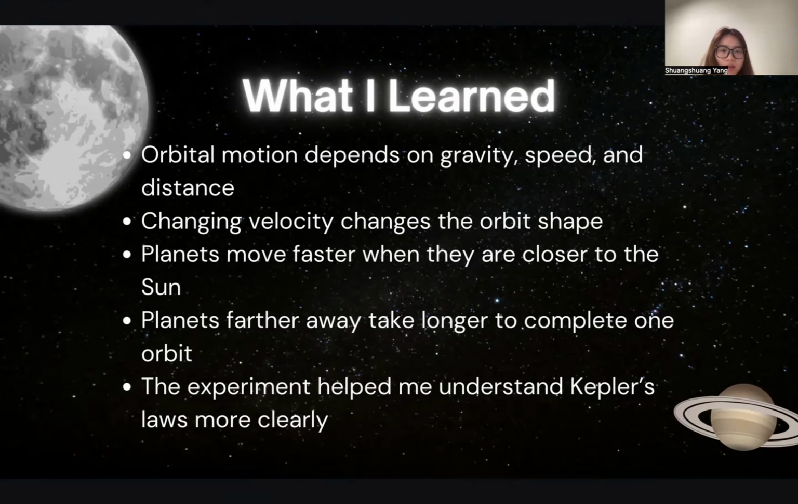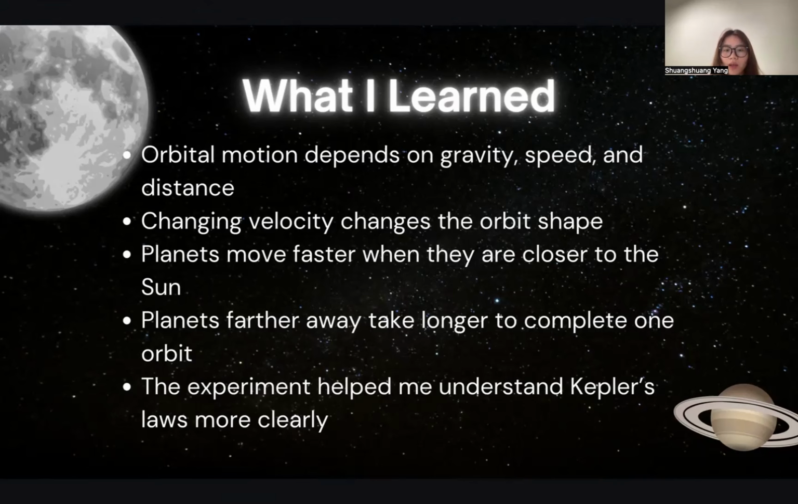Before doing it, Kepler's laws were mostly just definitions to memorize. After doing the simulation, I understood them more as relationships that I could actually observe. For example, I could see the orbit shape change when velocity changes, which connects to why some orbits are more elliptical. I could also see that the planets move faster when they are closer to the Sun, which links to Kepler's second law. Most importantly, the data I recorded show that the planets farther away take longer to complete one orbit, which directly supports Kepler's third law.